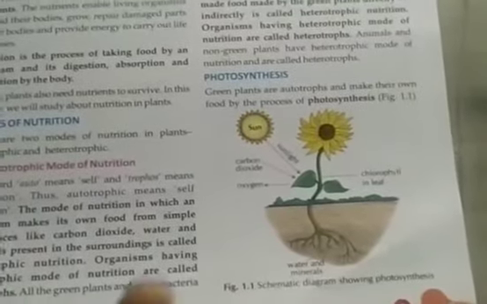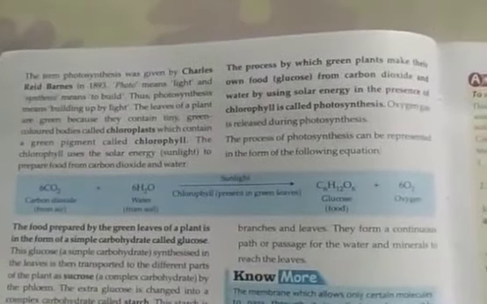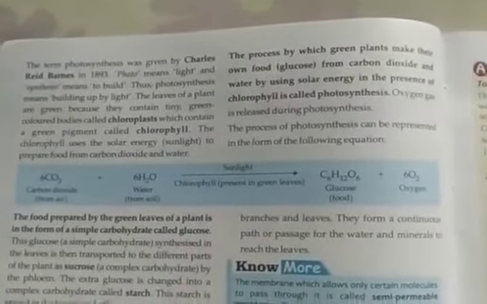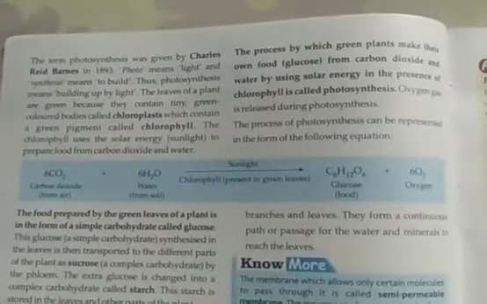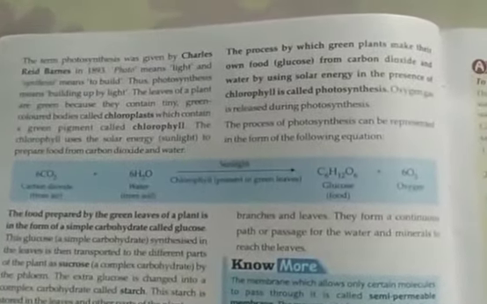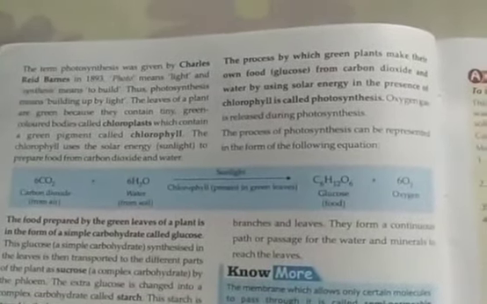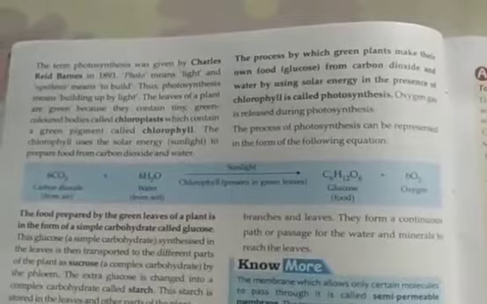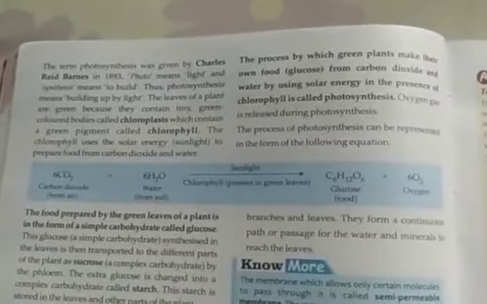And the water and minerals are provided by the roots. Okay? The term photosynthesis was given by Charles Reid Warren in 1893. In this term, the word photo means light and synthesis means to build, which means to build something using light.